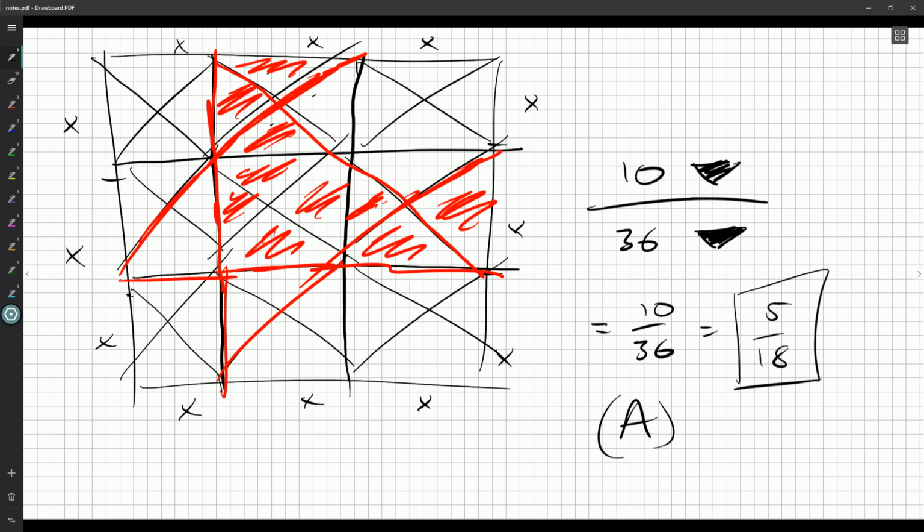Two very different ways to do the question. Both work perfectly fine. It's more what you're comfortable with, what you think is going to be faster.